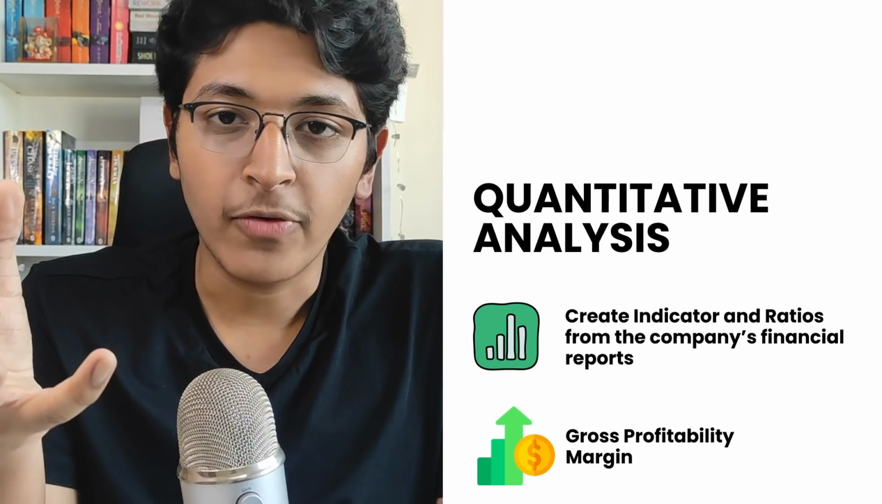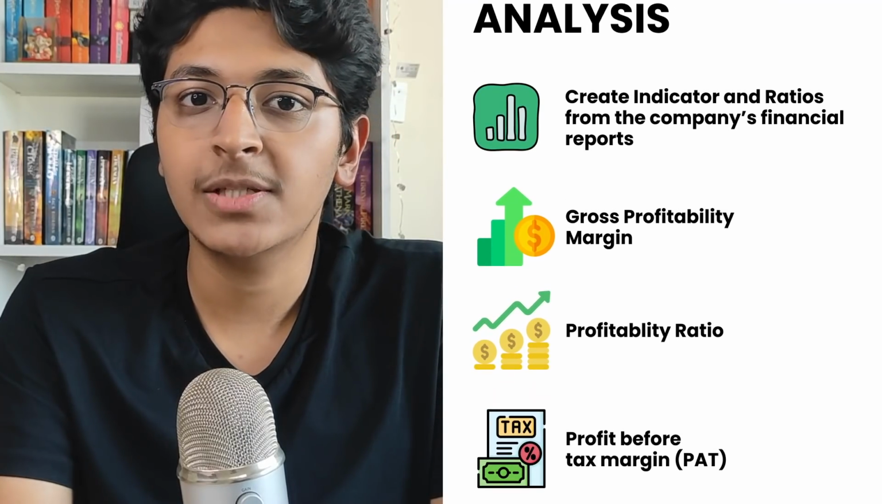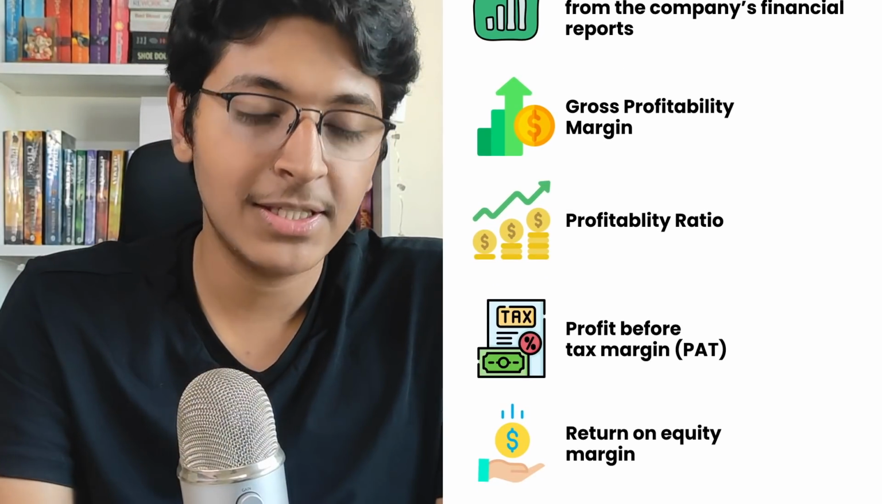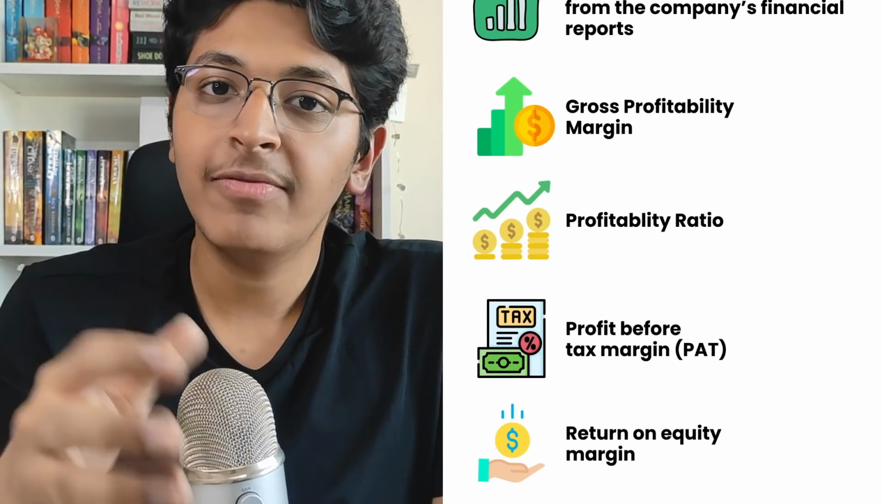Then you also have profitability ratios, which include EBITDA margins. Then you have PAT margins, which is profit after tax margins. Then you have return on equity margins. This is going to tell you how well they are performing in terms of profitability. Then we have leverage ratios.